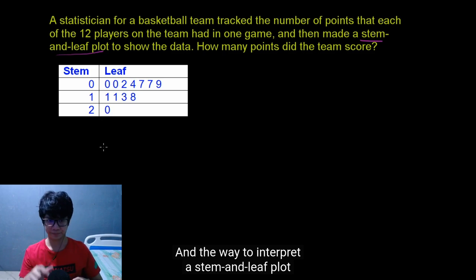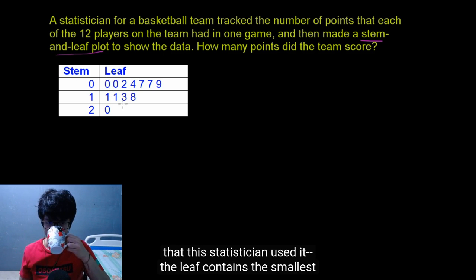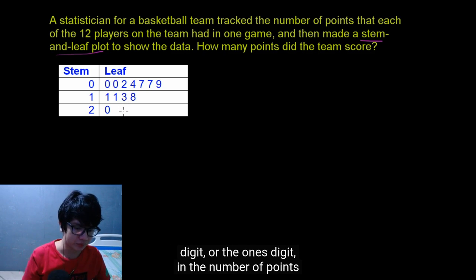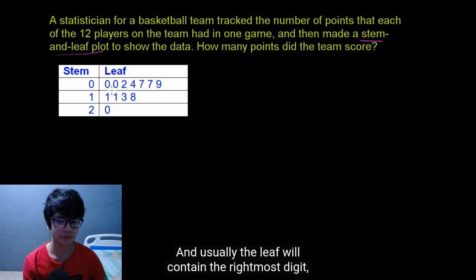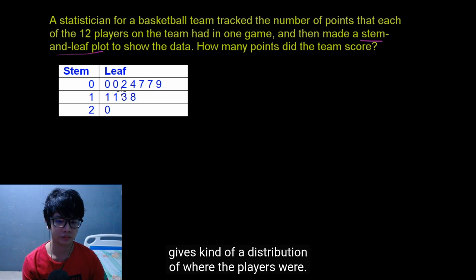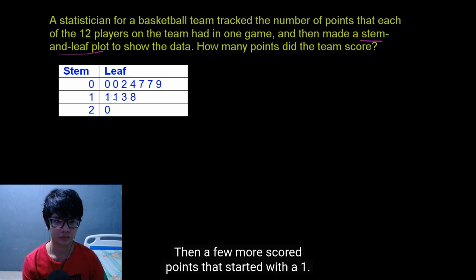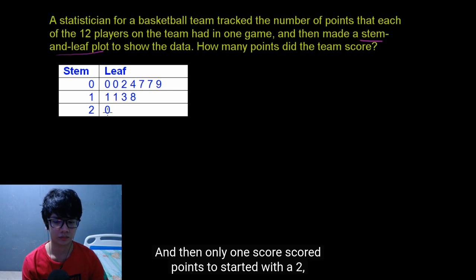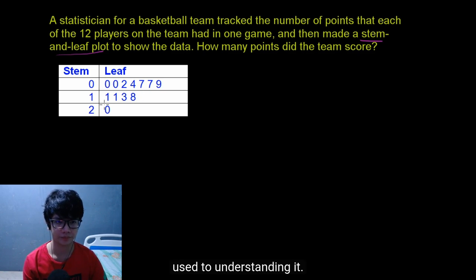The way to interpret a stem and leaf plot, at least the way that this statistician used it, is that the leaf contains the ones digit in the number of points that each player scored, and the stem contains the tens digits. Usually the leaf will contain the rightmost digit, the ones digit, and the stem will contain all of the other digits. What's useful about this is it gives a distribution of where the players were. You see that most of the players scored points that started with a 0, a few more scored points that started with a 1, and only one scored points that started with a 2, and it was actually 20 points. So let me write down all of this data in a way that you might be more used to understanding.